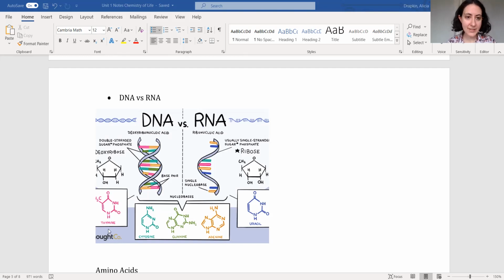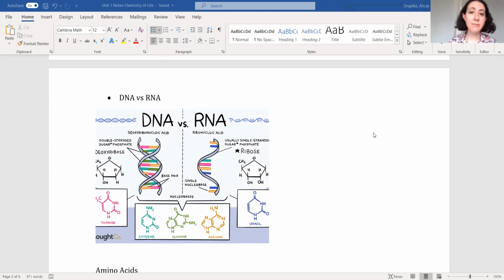They both have cytosine, guanine, and adenine. RNA has uracil instead of thymine in DNA, and the sugars are different. So that's a nice little summary there. All right, I think that's all. Let me just double check to make sure I don't have anything else super exciting to say about DNA, nucleotides.